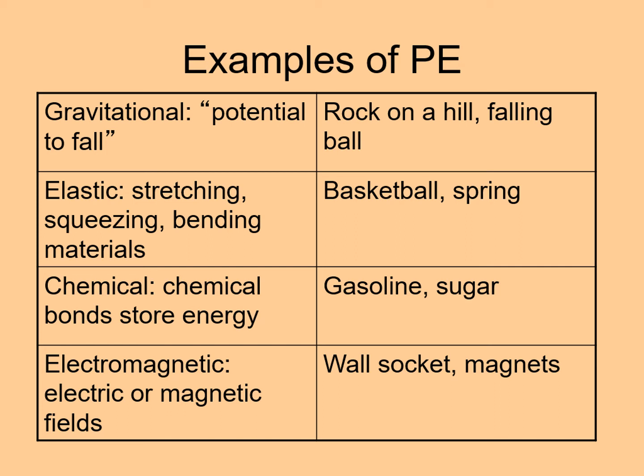Finally, electromagnetic energy is the energy stored in electric or magnetic fields. The most common way to experience this is with anything powered by electricity. There is electric potential energy in a wall socket, so when you plug an appliance in it, it converts that electric potential energy into another form of energy.